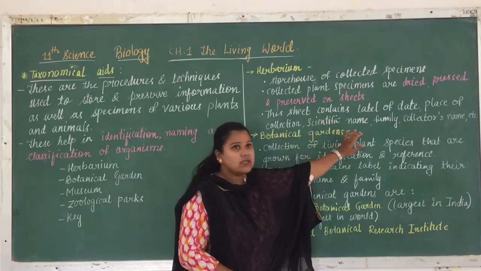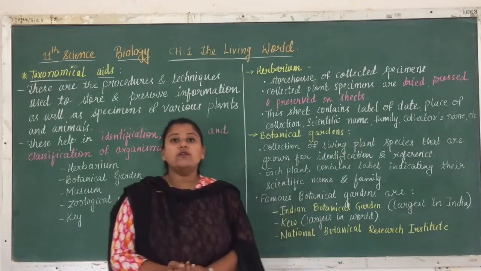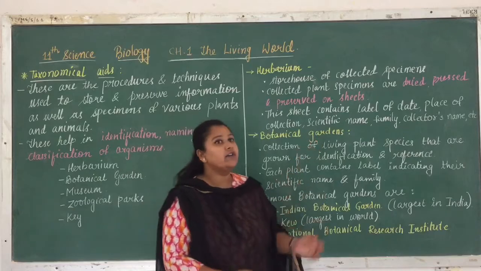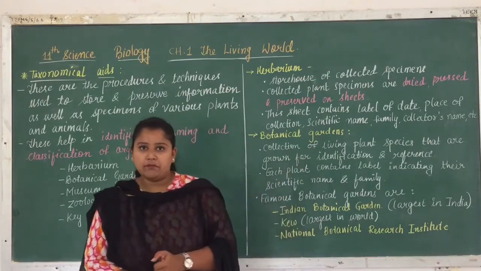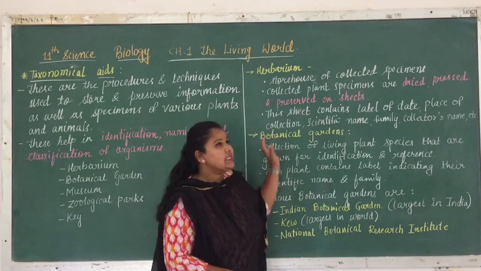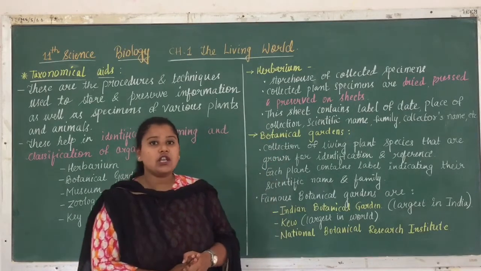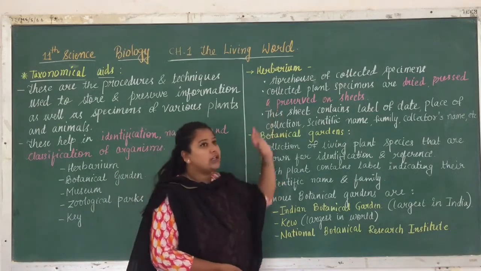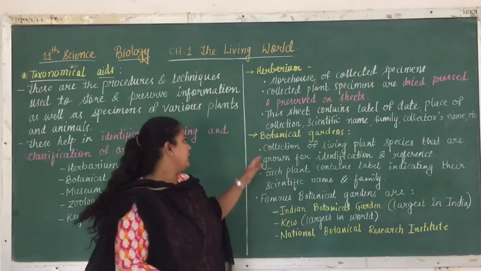So the scientific name is also written, then the family, that is which family that particular plant is related to, and the last is the collector's name, right? That means who has collected that particular specimen. So all these details are given on the herbarium sheet, and along with all these details, a few details related to the particular plant are also given.